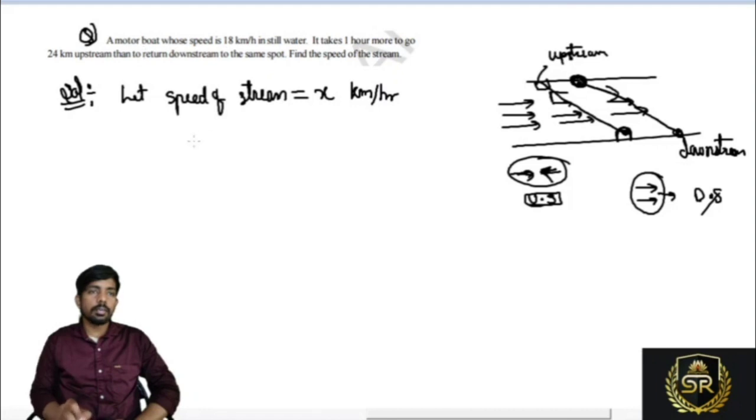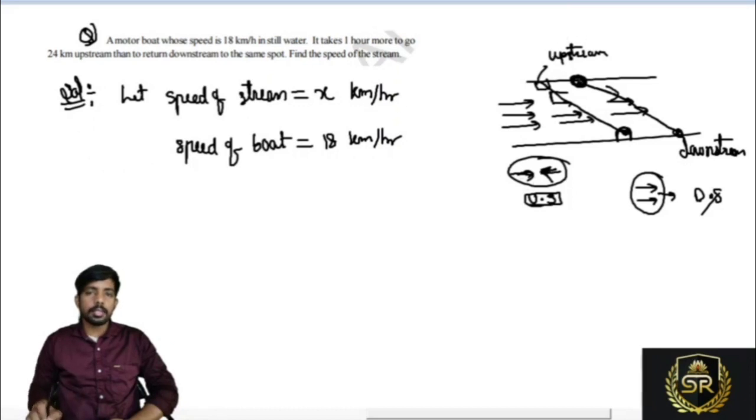So here what is given? Speed of the boat is given. What is that? 18 kilometers per hour. So here he is discussing the upstream and downstream. Okay, so what is upstream here? Upstream means boat speed and water speed are in opposite directions, so we will subtract the speeds.